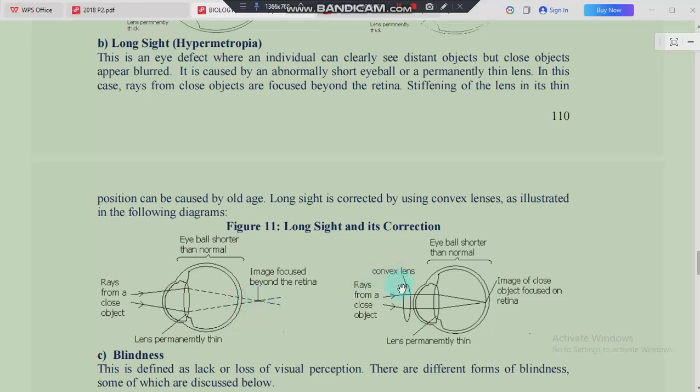So how do we correct this? We use convex lenses, and what the convex lenses are going to do is that they are going to bring the light rays directly here on the retina.